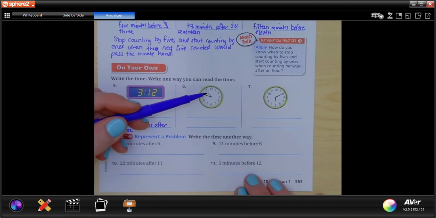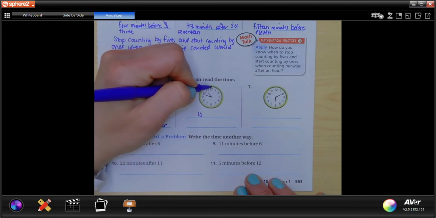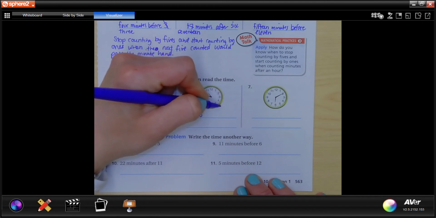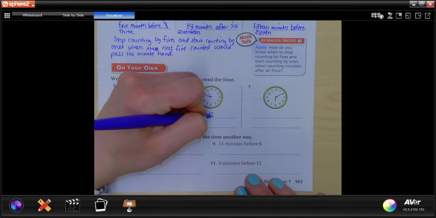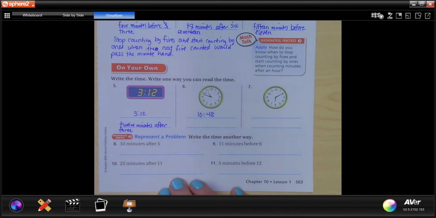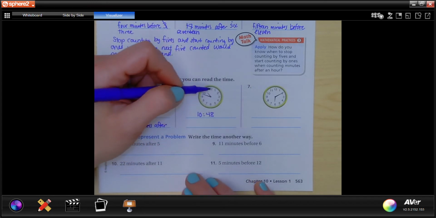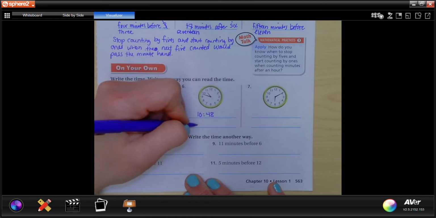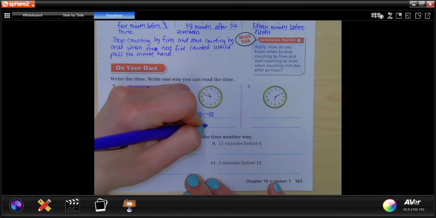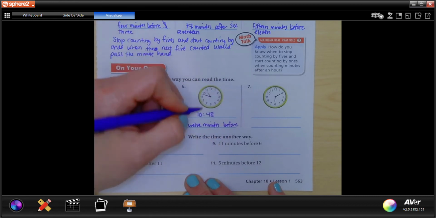Number 6, well, it's between the 10 and the 11, so it's 10. Let's count by fives. 5, 10, 15, 20, 25, 30, 35, 40, 45, 46, 47, 48. 10:48. Okay, so then because it's after 30, we can count back. So it's 5, 10, 11, 12 minutes before 11.